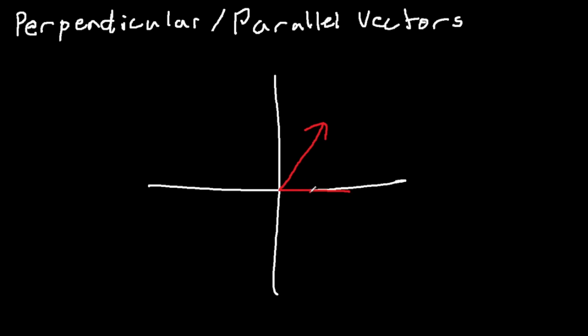So when a question's asking you to find the angle between these two vectors, you're going to find this angle, not this one.